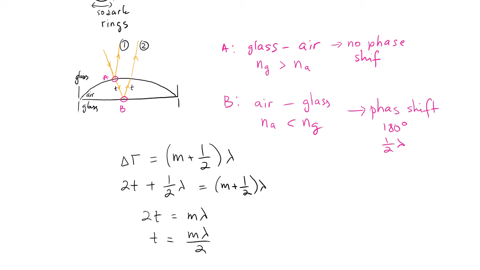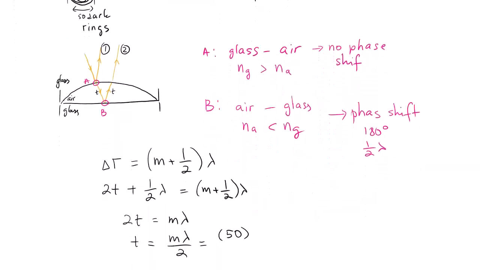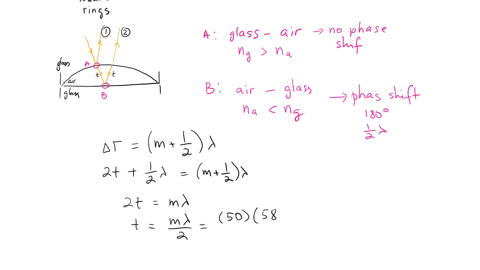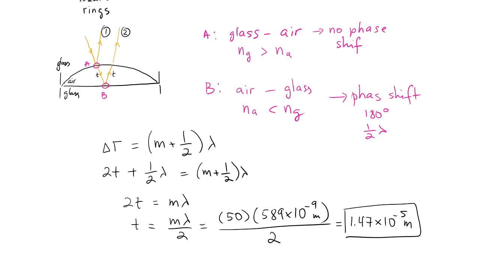And we can just plug in the numbers. Since we know at the center we have m equals 50, so 50 dark rings, and then lambda we had 589 times 10 to the negative 9 meters divided by 2 gives us 1.47 times 10 to the negative 5 meters. This would be the answer for our first part of the problem.